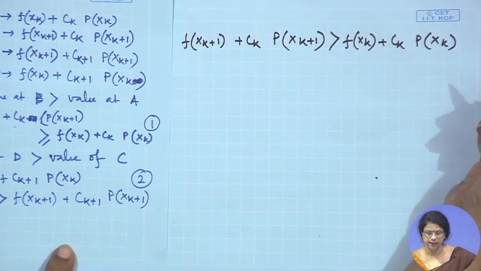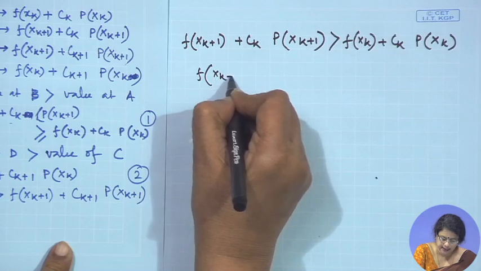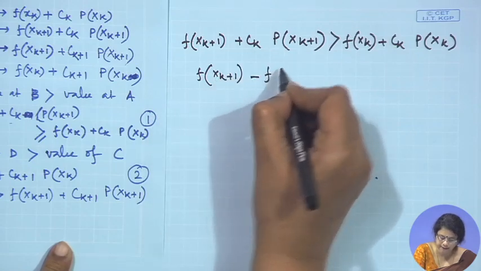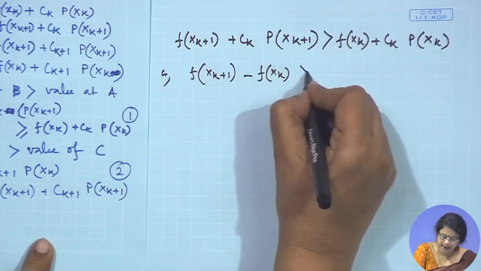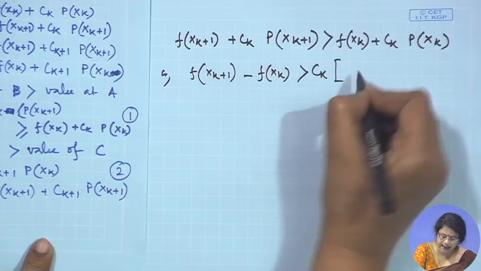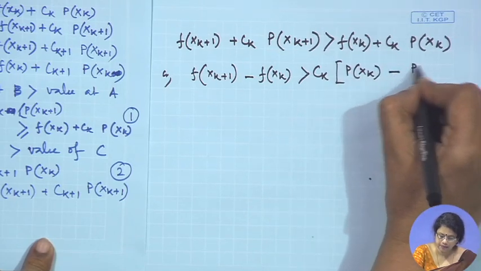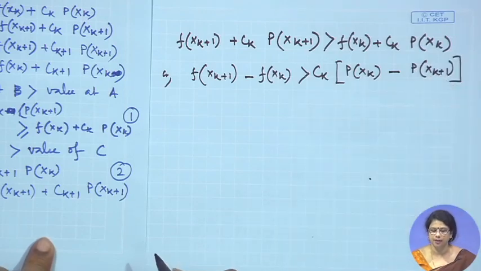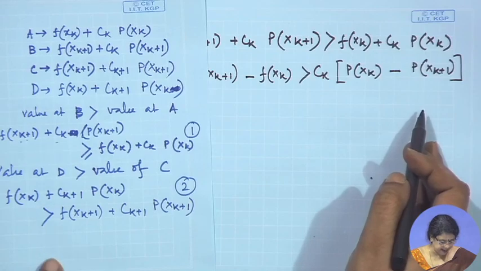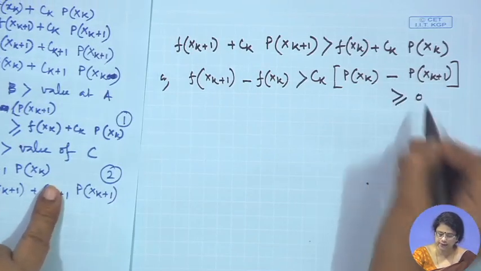Is that correct? Now, from here if I just consider f(x_k+1) minus f(x_k), it is greater than c_k times p(x_k) minus p(x_k+1), is it not? Now, you see p(x_k+1) is the lower value than p(x_k), just how we proved it. That is why this value is always positive.